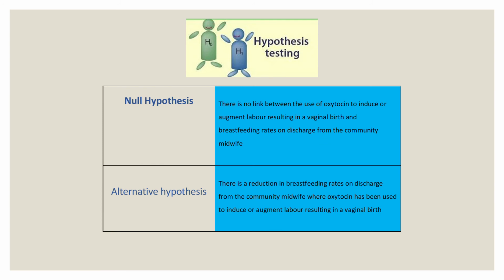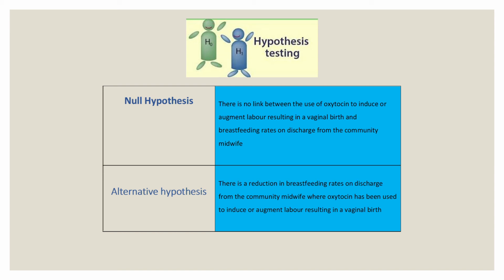My alternative hypothesis was that there would be a reduction in breastfeeding rates on discharge from the community midwife where oxytocin had been used to induce or augment labour, resulting in a vaginal birth. Data was collected from the local trust maternity database and looked at births from November to December 2019.